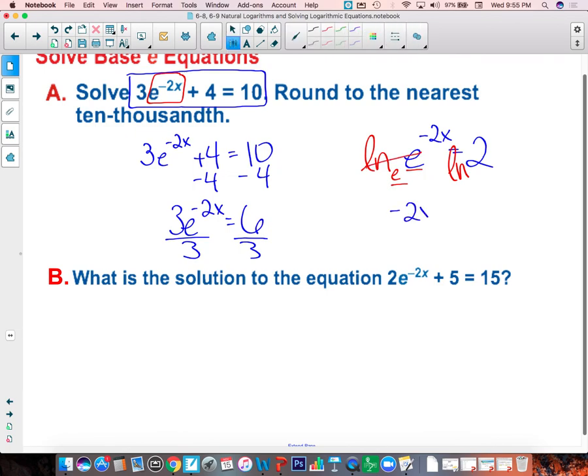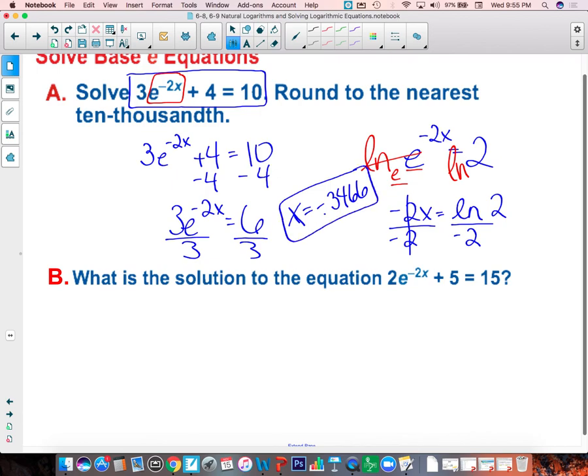So I have negative 2x equals natural log of 2. That really simplified the equation, and I just divide by negative 2. Then you're going to have to use your calculator to get a decimal here. So x equals, I punch in natural log of 2 divided by negative 2, and you get negative 0.3466. Since I'm just doing one of those, if you need to pause and rewind, that's okay, go back and check it out.